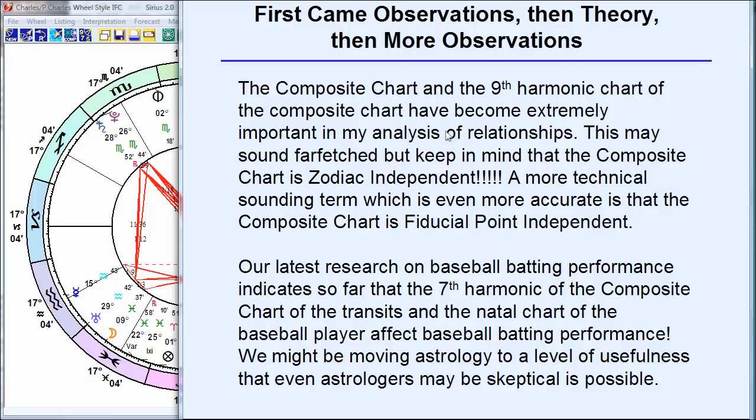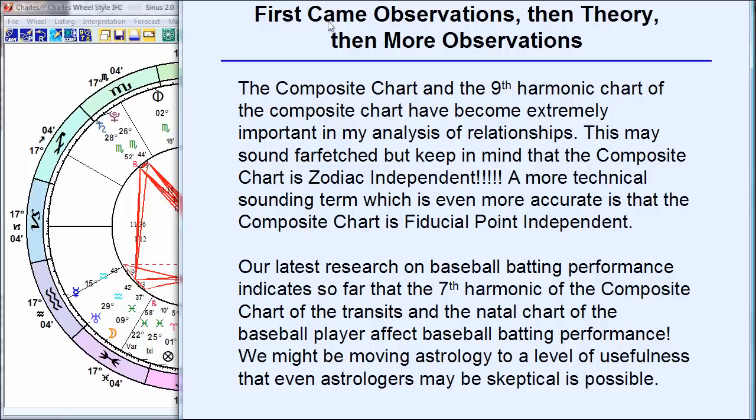So again, the composite chart does not depend on whether one chart can be sidereal, another can be draconic. The aspects are always there. And there's a technical term for this. Fiducial point independent. Fiducial point means the starting point. So the composite chart is fiducial point independent. The aspects in the composite chart are fiducial point independent. The only thing that can change is a trine can change into a sextile, an opposition can turn into a conjunction, but other than that, the aspects are always there.